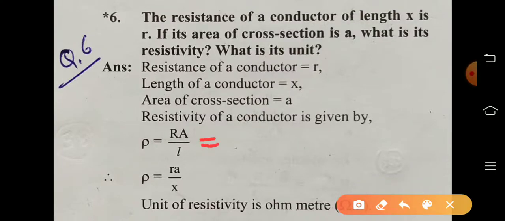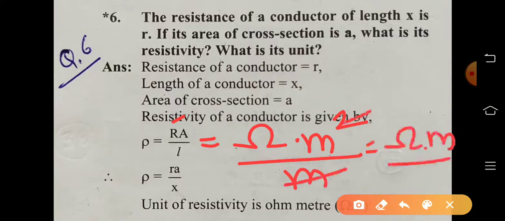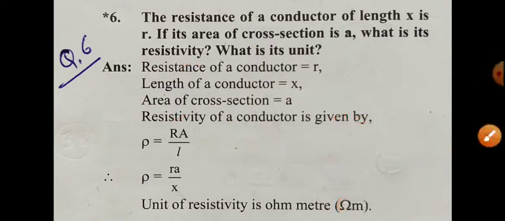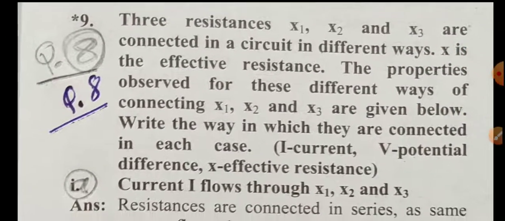See here. Resistance R is measured in ohm. Area of cross section, so what is the SI unit of area? Area means nothing but length into length, so meter square, divided by length, again measured in meter, so one meter gets cancelled. What remains? Ohm meter is the answer. It is the SI unit of resistivity. Clear?